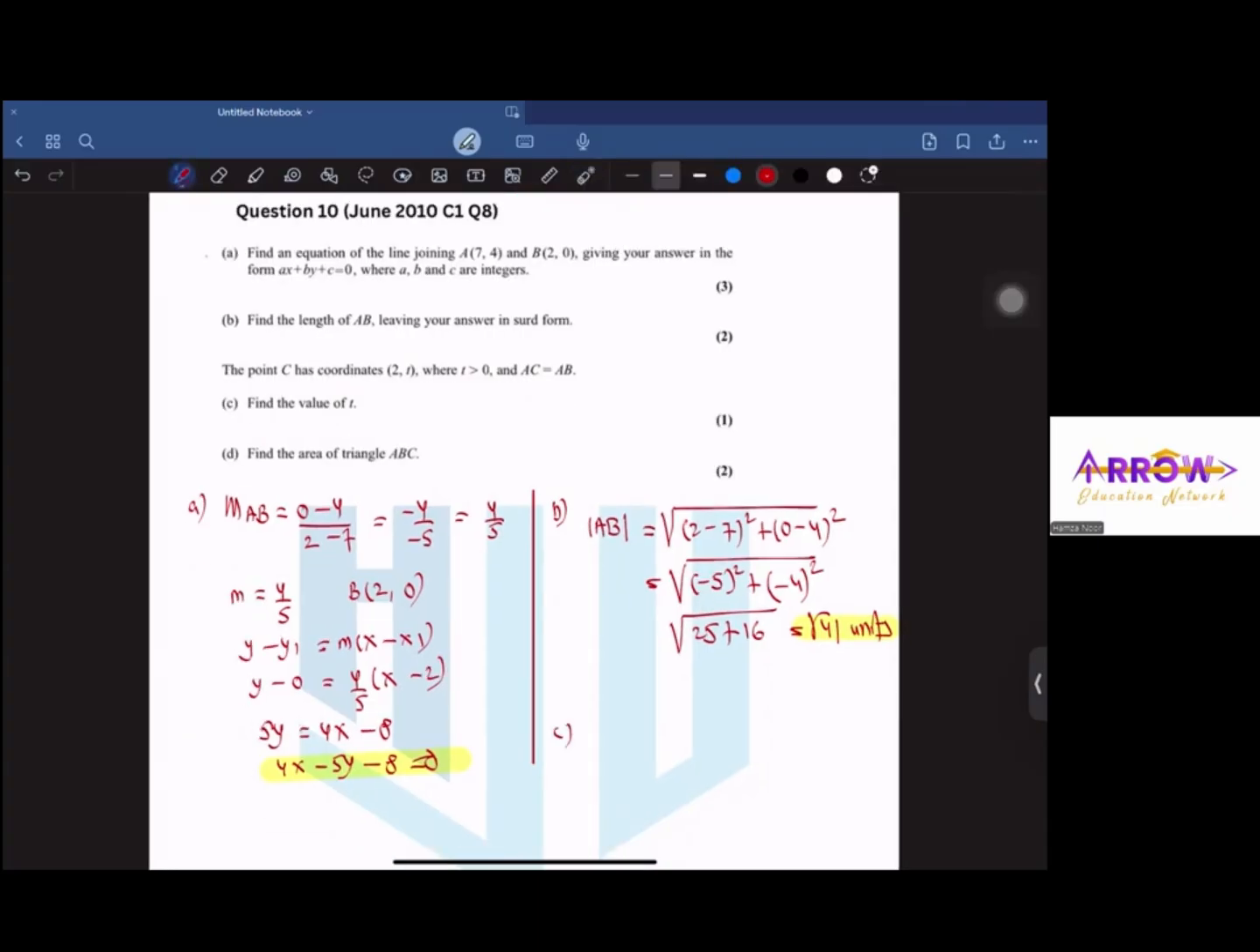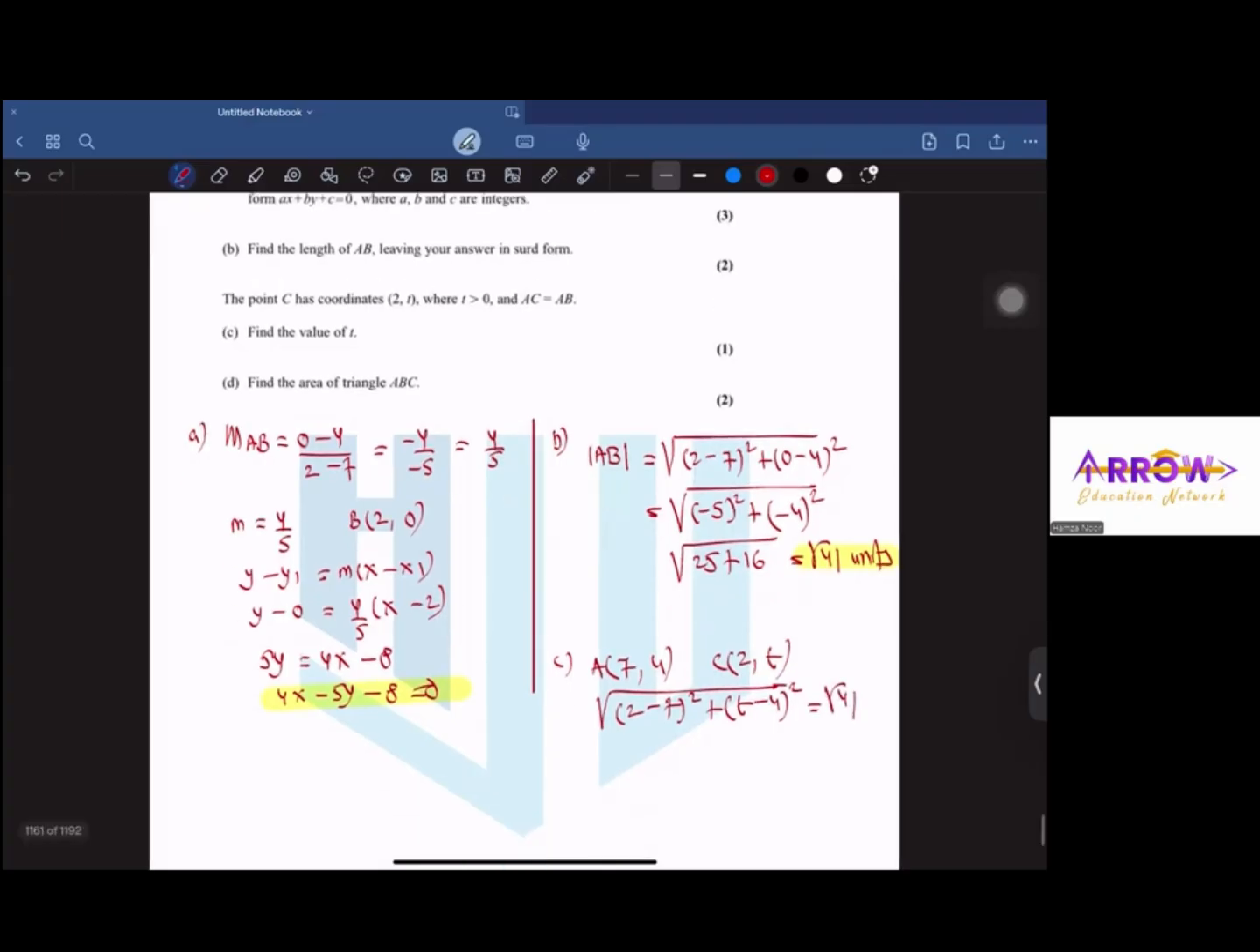So what we can see is that the coordinates of A are (7, 4), B is (2, 0), and C is (2, t). And the magnitude of the line AB is √41. Okay, so A is basically (7, 4) and C is (2, t). So I can say that √((2 − 7)² + (t − 4)²) is exactly equal to √41.